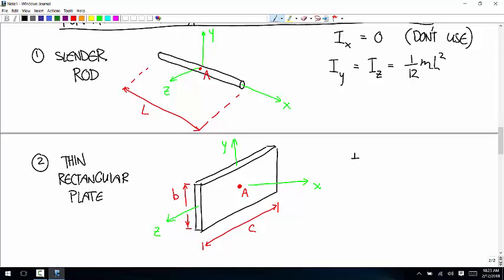Okay, so the mass moment of inertia about the x-axis is 1/12 times the mass times b squared plus c squared. Notice that if one of those, like, say this little one reduces down to 0, this equation reduces to the equation for the slender rod.